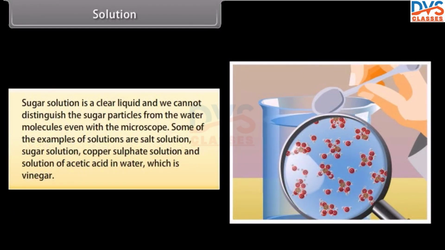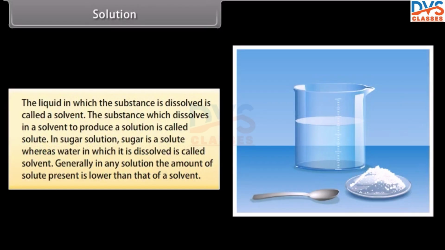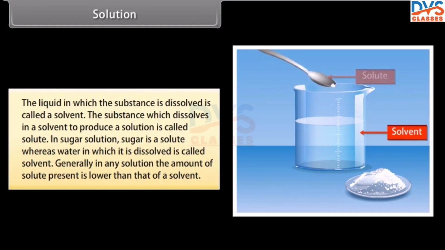Sugar solution is a clear liquid, and we cannot distinguish the sugar particles from the water molecules even with the microscope. Some of the examples of solutions are salt solution, sugar solution, copper sulfate solution, and solution of acetic acid in water, which is vinegar. The liquid in which the substance is dissolved is called a solvent. The substance which dissolves in a solvent to produce a solution is called solute. In sugar solution, sugar is a solute whereas water in which it is dissolved is called solvent. Generally, in any solution, the amount of solute present is lower than that of a solvent.